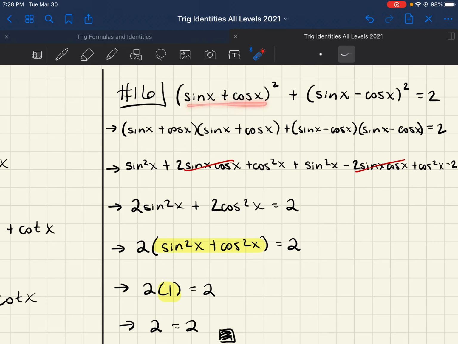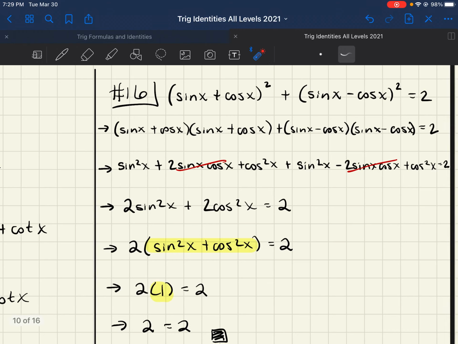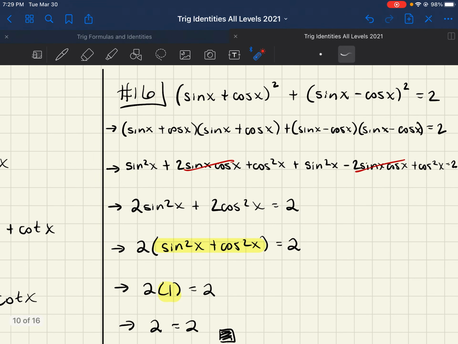So this really means sine of x plus cosine of x times itself. Same thing for this piece. Sine of x minus cosine of x times itself. Doing all the foiling work here, this is going to be the result of foiling this. This is going to be the result of foiling this. Notice that you're going to get a 2 sine of x and a minus 2 sine of x that cancel. All the pieces left over, sine squared plus sine squared is 2 sine squared. Cosine squared plus cosine squared is 2 cosine squared.